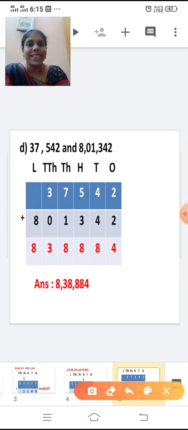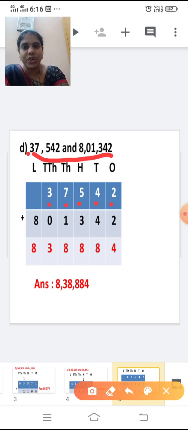Now we are going to add 37,542 and 8,01,342. We are going to first write these numbers in their exact places. So first take the first number, 37,542. 2 in the ones place, 4 in the tens place, 5 in the hundreds place, 7 in the thousands place, and 3 in the 10,000 place. We don't have a lakhs place here, right? So leave that.